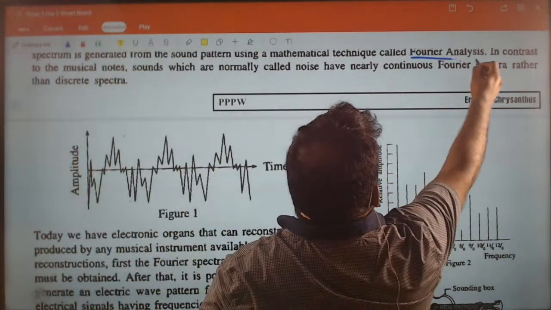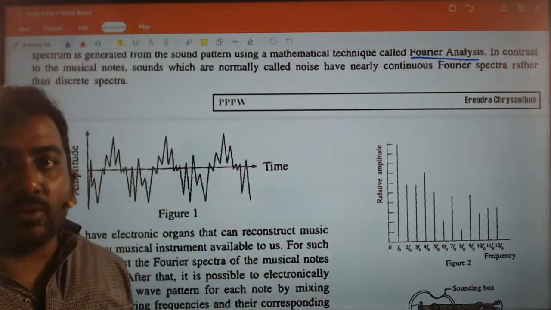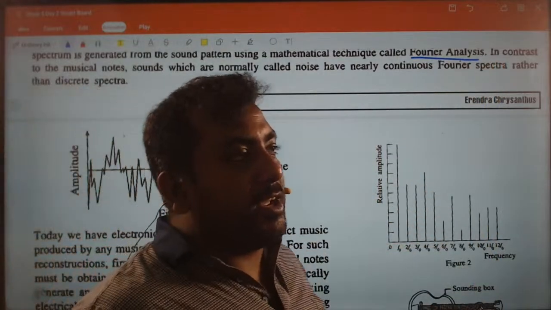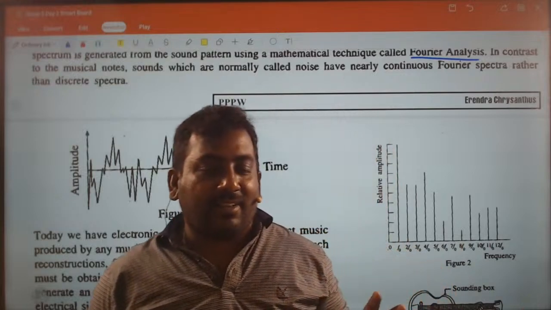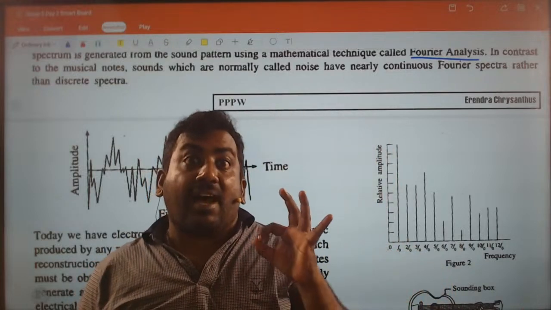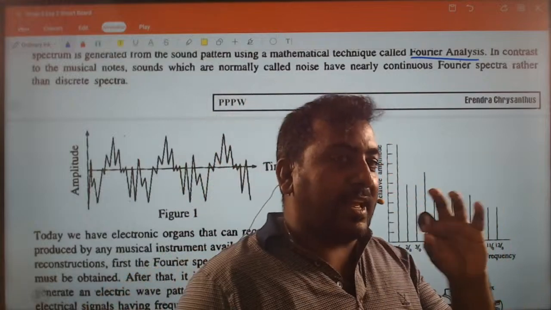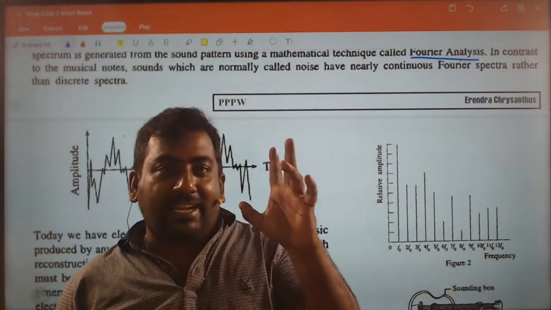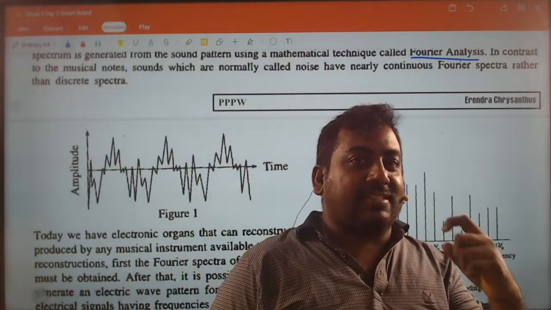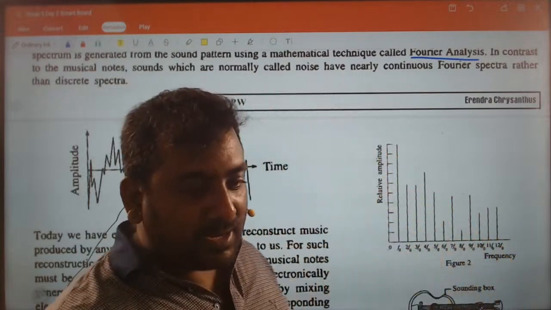Remember, once you go to university, you will learn Fourier analysis. Your integration should be perfect. Fourier analysis and Laplace analysis. Don't forget this. Someday if you go to university, if you are learning science or mathematics or physics in detail, guaranteed Fourier analysis will come, Laplace analysis will come.